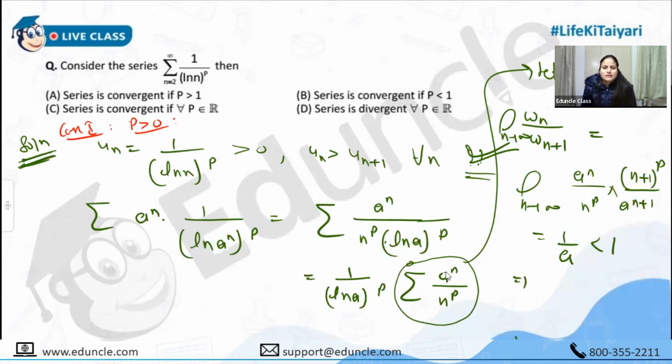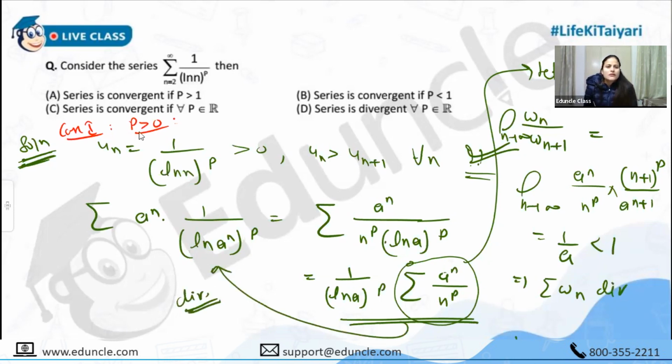So this will imply the series Wn is divergent, that means this entire series is divergent. That means my considered series is divergent when p is greater than 0. Okay, so this series is divergent for all p strictly greater than 0. And if I am taking p equal to 0, then this sum will become 1. That means I'll have just one series which is clearly divergent because its sum is infinity.